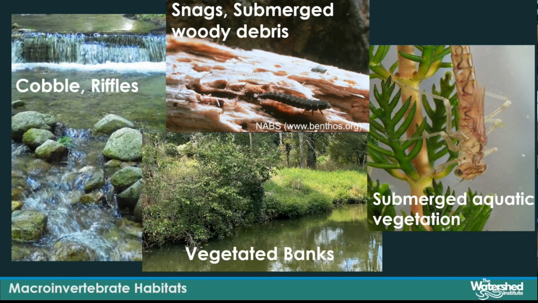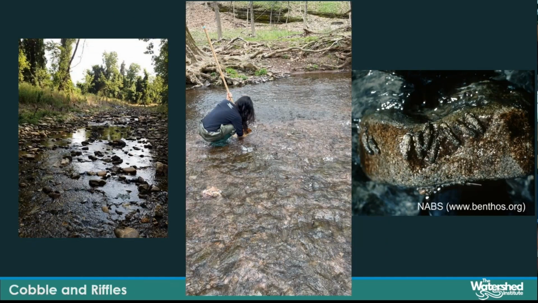Or vegetated bank margins. Even if you don't have aquatic vegetation, meaning vegetation growing from the benthic substrate of that stream, we could have terrestrial vegetation on the side, hanging into the stream and providing places for those bugs to cling onto. So the terrestrial vegetation is also important.